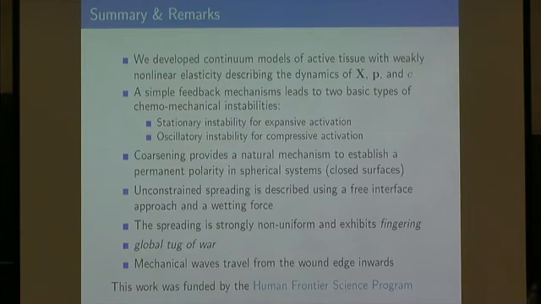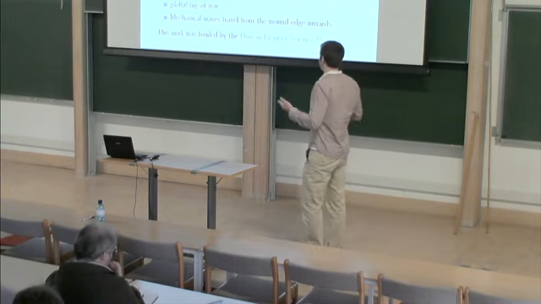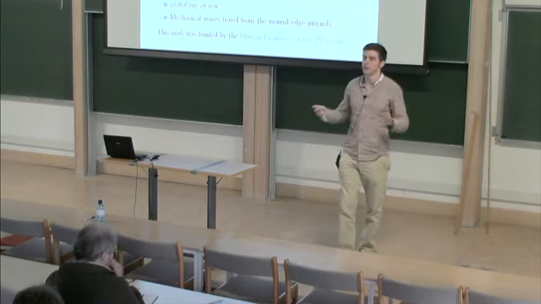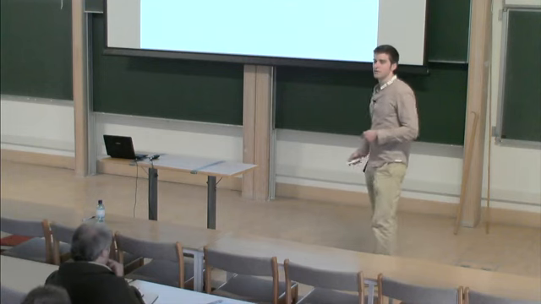We have seen how the coarsening, which is seen for the stationary instability, can provide a natural mechanism to establish permanent polarity on a sphere or any closed surface. And we have then moved to the case of unconstrained spreading, where we have free boundaries, and we have seen that the model captures this strongly non-uniform fingering behavior. We've seen this global tug of war. This global tug of war is basically the state where the stress has this one maximum. And we have seen this type of mechanical waves which travel from the wound edge inwards. So I thank again the Human Frontier Science Program for funding, and you for your kind attention.